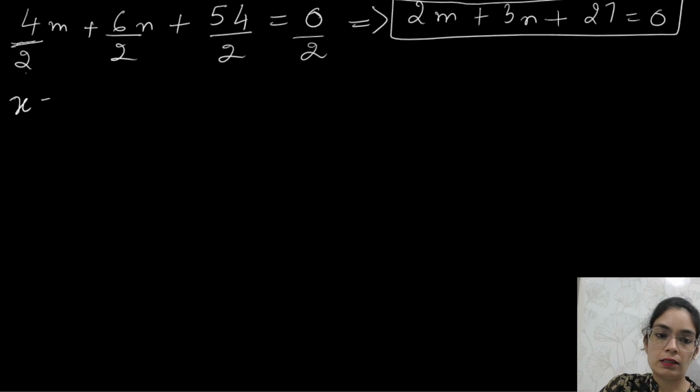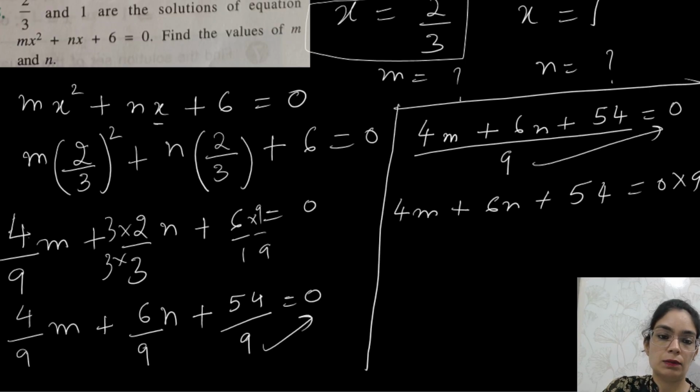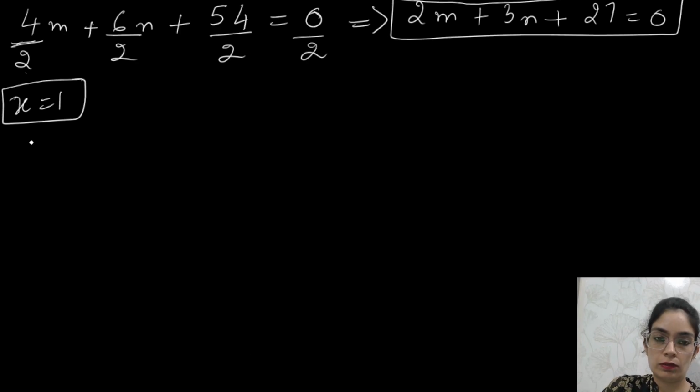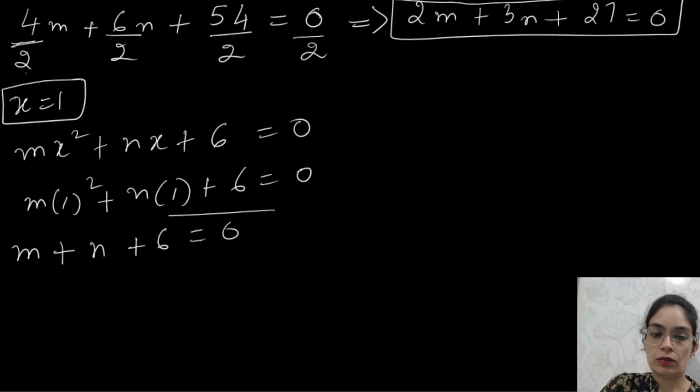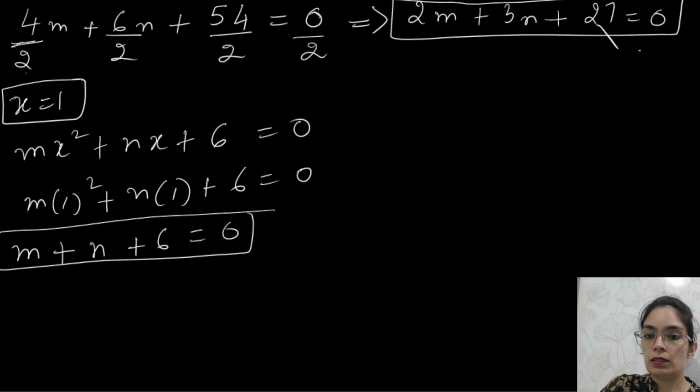Now when I am taking x value as 1, again we will get another equation. So the original equation was mx square plus nx plus 6 is equal to 0. So I am substituting the value of x is equal to 1. So m into 1 square plus n into 1 plus 6 is equal to 0. So m into 1 square is 1, m into 1 is m, n into 1 is n, plus 6 equals to 0. See, this is the second equation I've got. So this one is equation number 1, you can mark, and this is equation number 2.